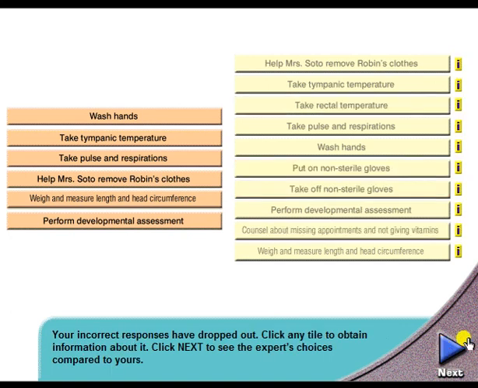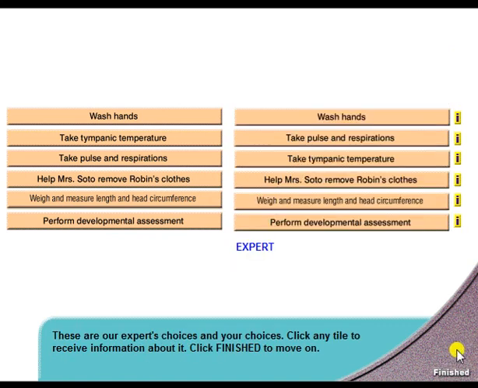Your incorrect responses have dropped out. Click any tile to obtain information about it. Click Next to see the experts' choices compared to yours. These are our experts' choices and your choices. Click any tile to receive information about it. Click Finished to move on.